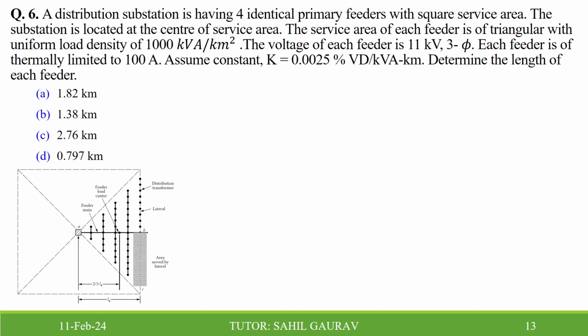So let us see the next problem. This is question number 6. Now I have to move a little bit faster. In this problem, a distribution substation is having four identical primary feeders with a square service area. The substation is located at the center of the service area. The service area of each feeder is triangular with uniform load density of 1000 kVA per kilometer square. The voltage of each feeder is 11 kV three phase. Each feeder is thermally limited to 100 ampere. Assume constant K is equal to 0.0025% voltage drop per kVA kilometer. Determine the length of each feeder.